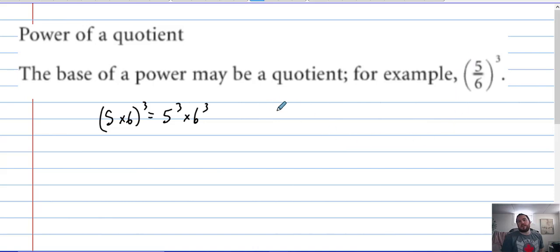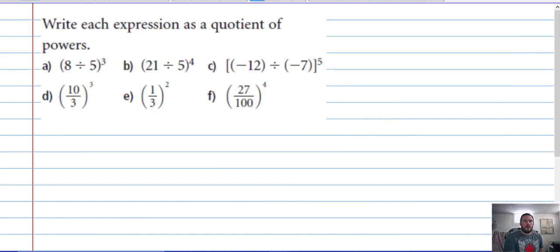Well, 5 divided by 6 to the power of 3 works much the same way. So 5 divided by 6 to the power of 3 becomes 5 to the power of 3 divided by 6 to the power of 3. Okay, so if I wanted to write these out as a quotient, as something expanded, I can do that by simply putting each piece to that power. I'm not going to do the whole thing, but let's do a couple of them. So 21 divided by 5 to the power of 4 is 21 to the power of 4 divided by 5 to the power of 4. And 1 over 3 squared becomes 1 squared over 3 squared.